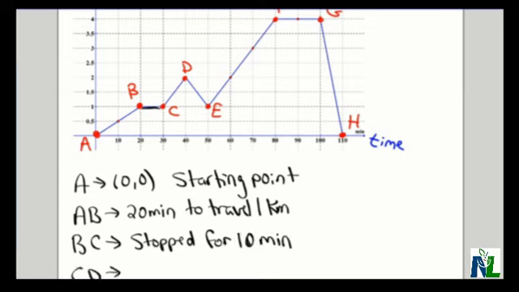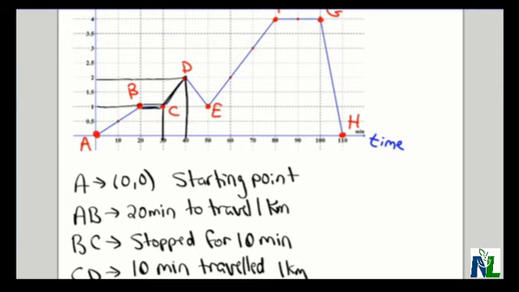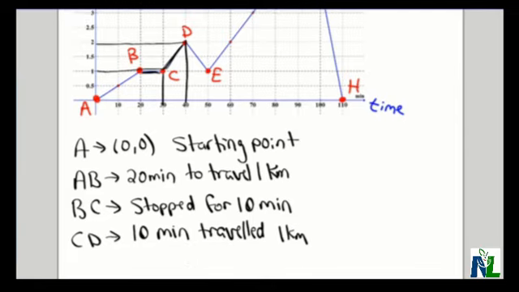So from C to D, you can see that we did start to travel again. It was a 10-minute time period, and we traveled from 1 kilometer to 2 kilometers. So in 10 minutes, we traveled 1 kilometer. You can see the distance right here. We went from 30 to 40 minutes, and it took us from 1 to 2, so that's 1 kilometer. And we're still moving away from our starting point.